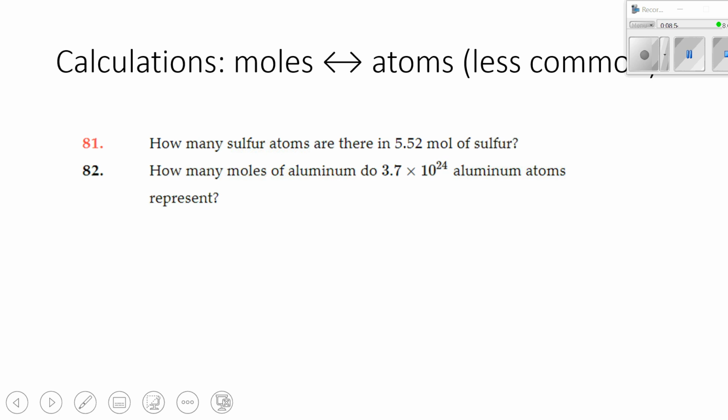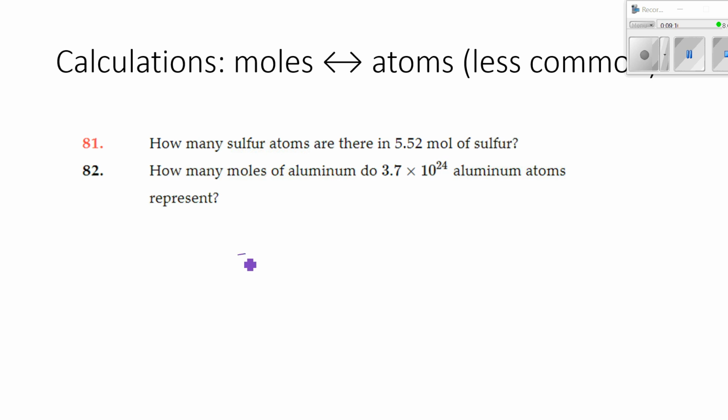Let's look at moles to atoms. This is a less common example, but let's go over it just for the sake of knowing the concept of the mole. This is something you're not likely to actually run into in a practical situation, like in a lab or on a test. But let's look at this one.